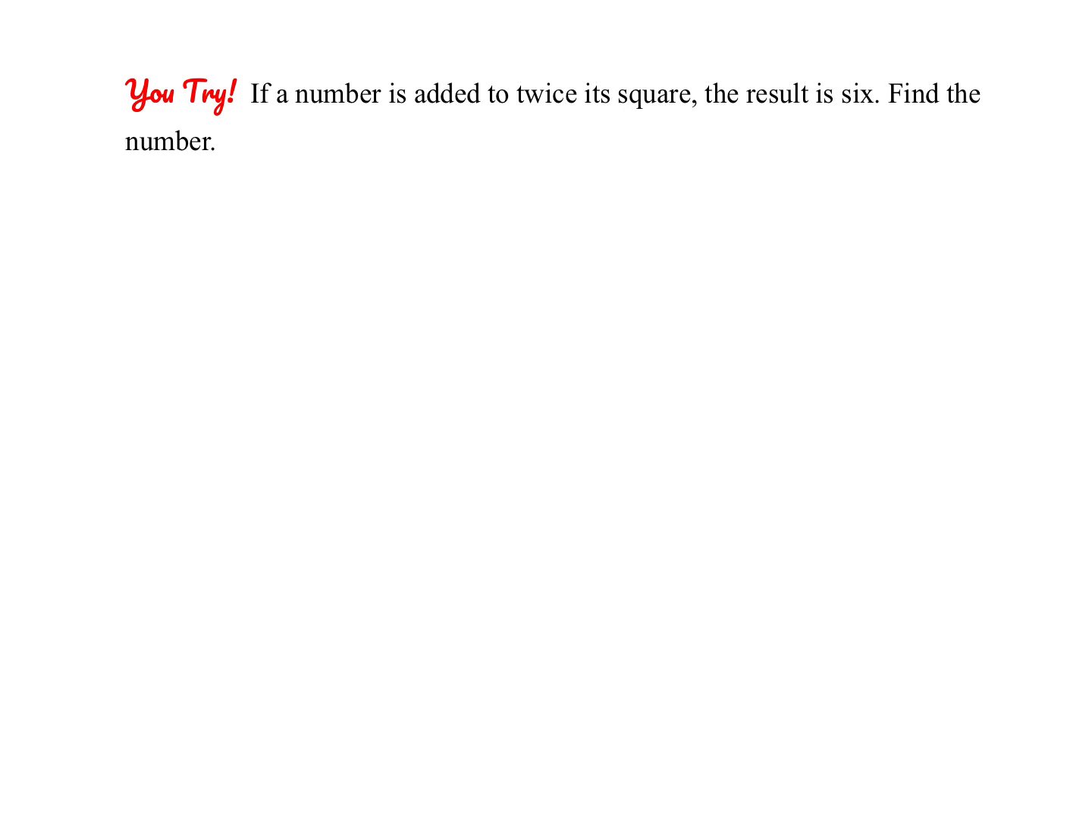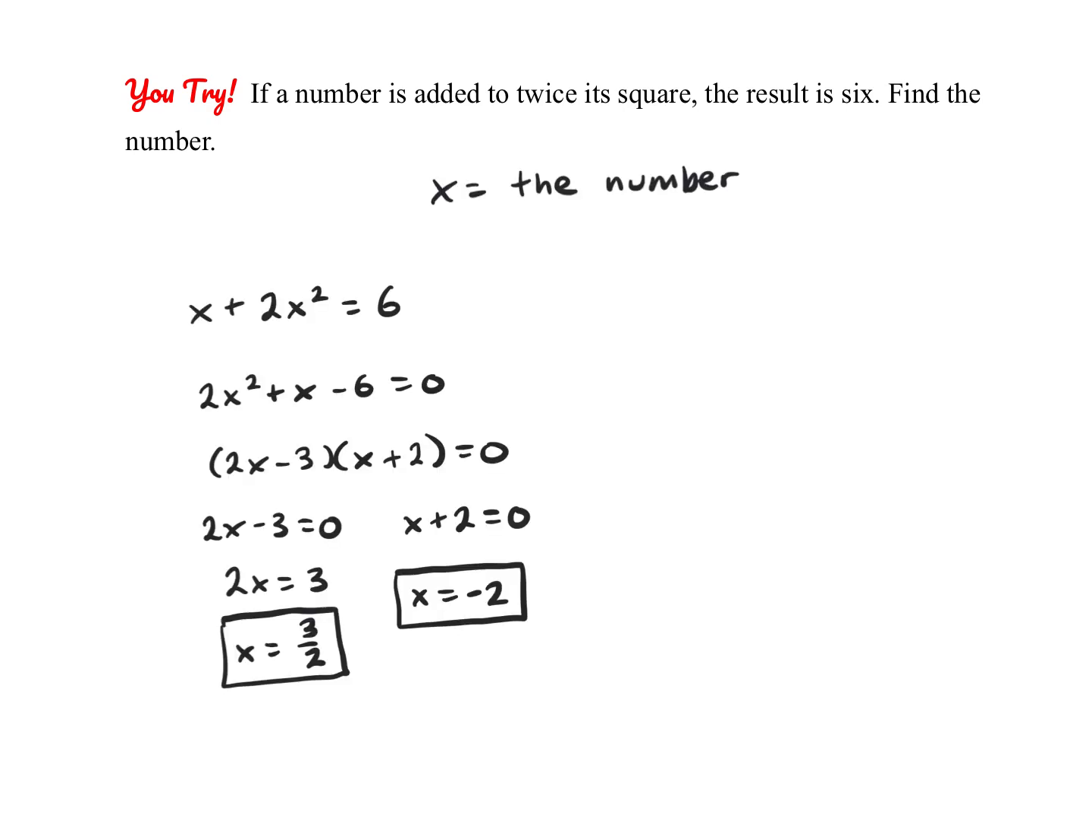All right, I have one for you to try on your own, so please pause the video and give it a shot. All right, go ahead and check your work. The first thing I want you to check for is that you defined your variable. You have to do this, so if you don't have this, please add it into your notes. And then check that you have an equation that models this scenario. So it says if a number is added to twice its square, 2x squared, the result is 6. And then from here, you can solve however you like. I solved by factoring, and here we actually get two numbers that would work for this scenario.